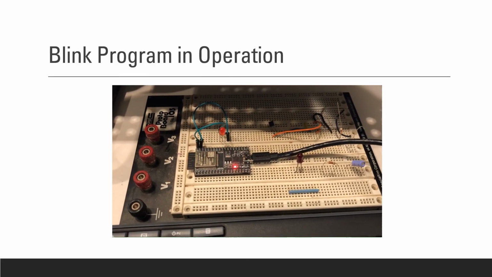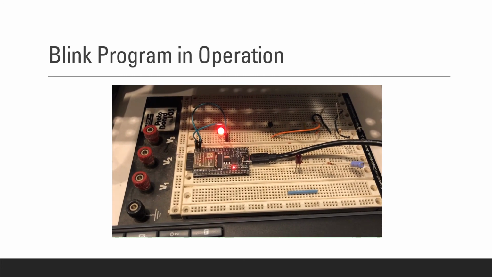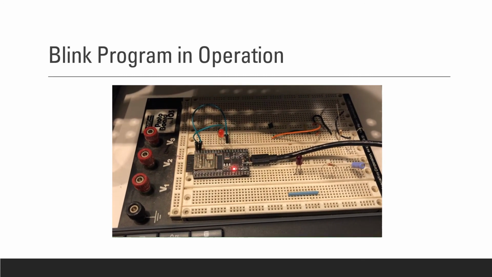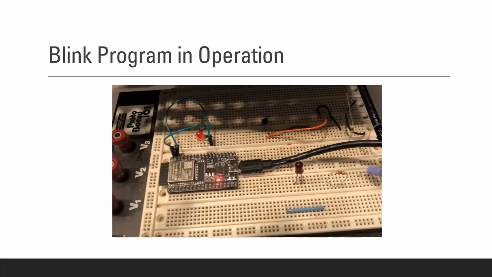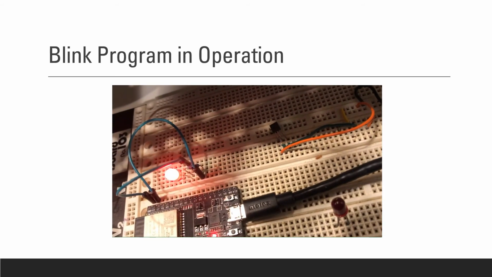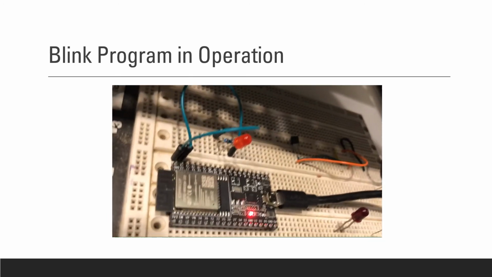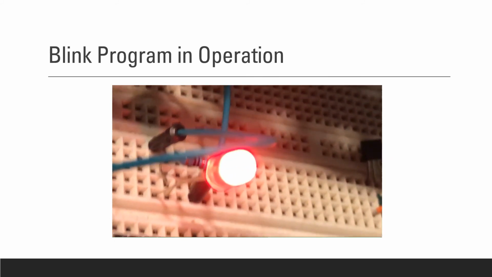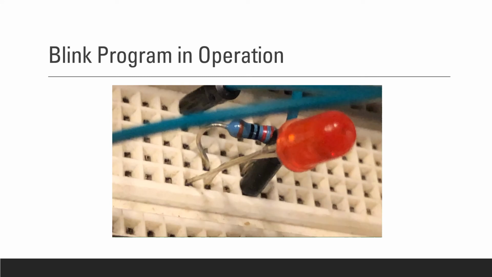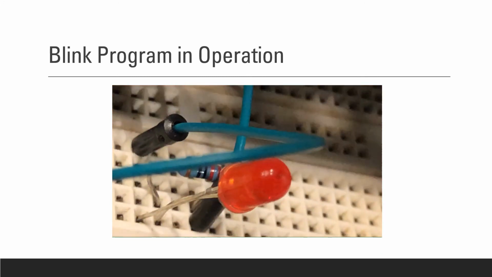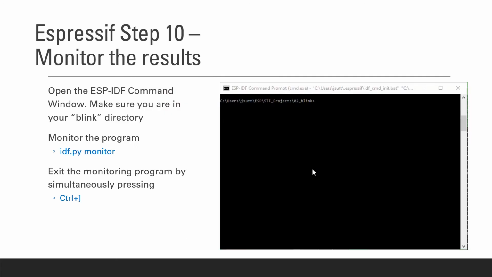Here we are, it's blinking away at 1 blink per second. You can see there a little bit my resistor, but it's kind of small. It's actually 220 ohms. With the blinker program running, now we can also look at it from the monitor and see what they programmed in.